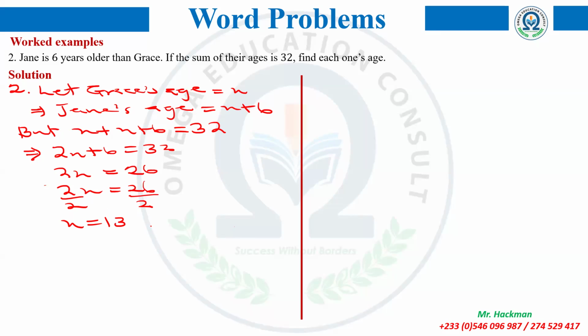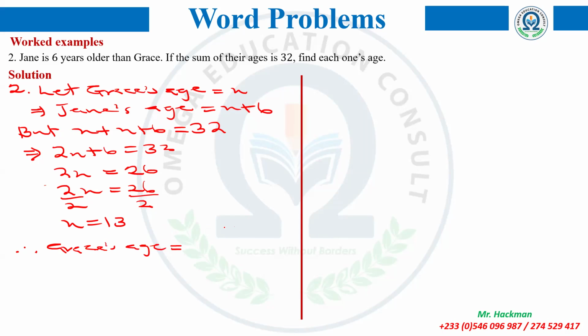But you cannot conclude with the x. Take note: in math, you avoid concluding with what you introduced. So x has served its purpose, and in our conclusion we shouldn't use it. You were asked to find each one's age. So I'll write Grace's age first, because she has the smaller age. Grace's age is equal to 13 years.